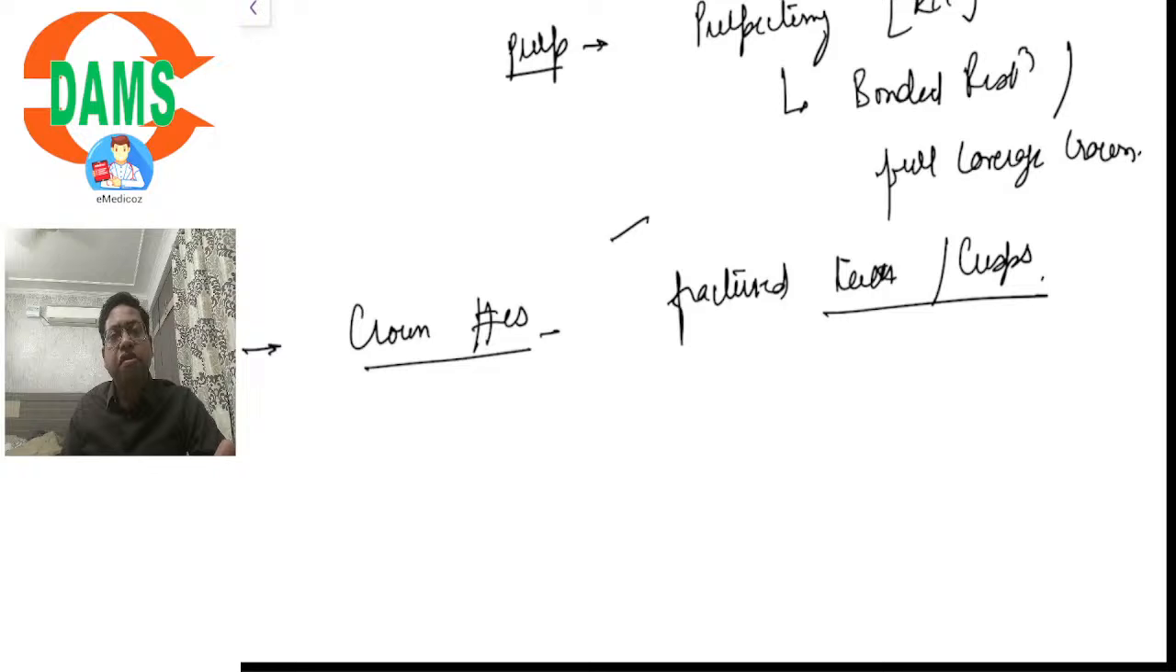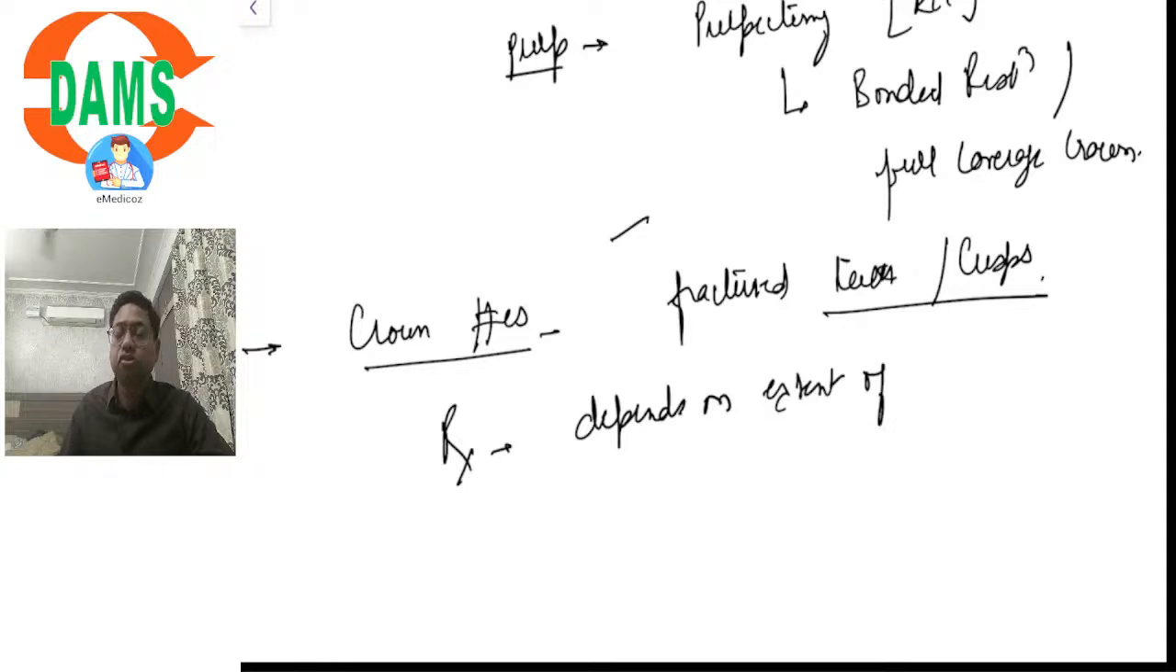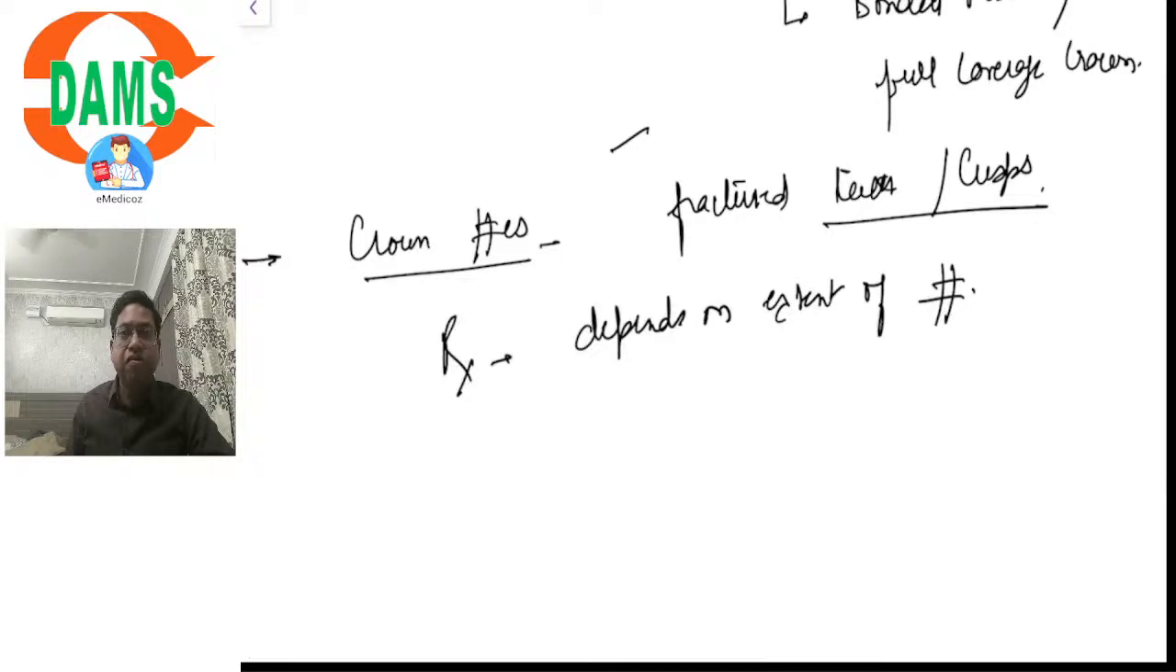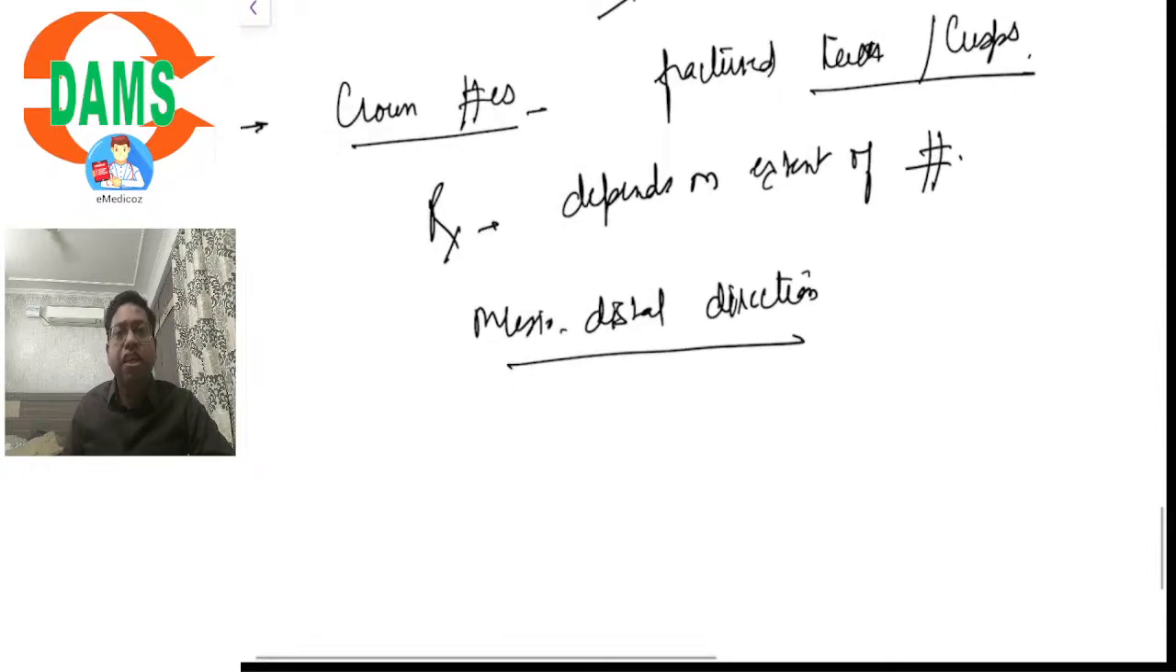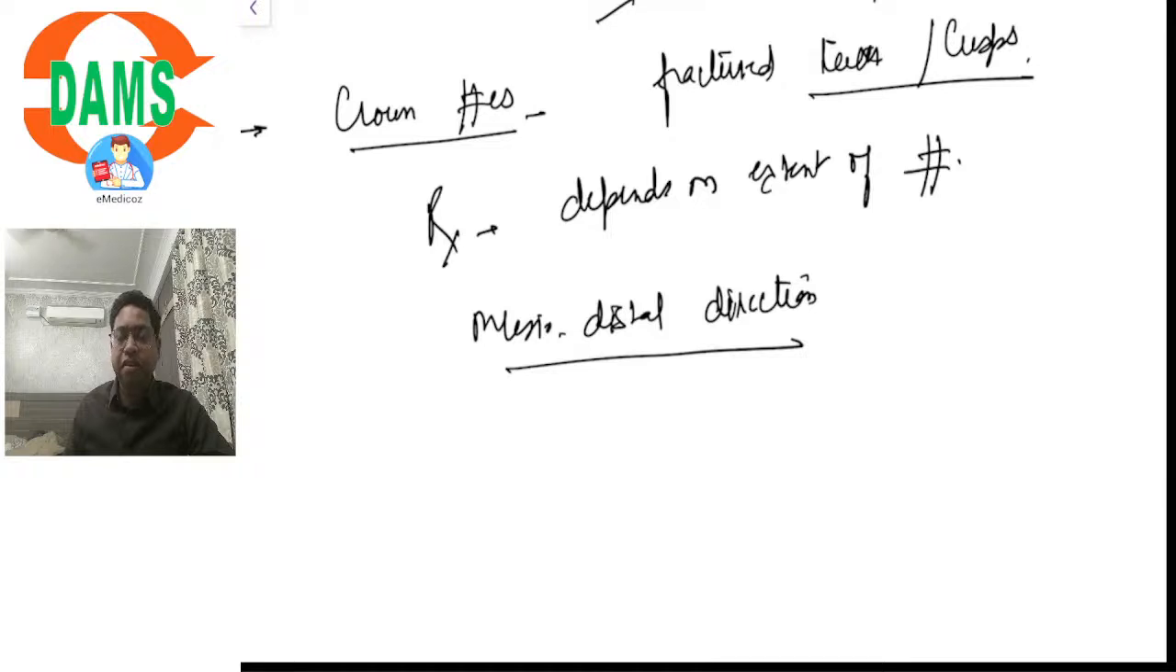We can employ staining and transillumination. We can also go for a bite test for these cases. And what about the treatment? For complete fractures, the treatment at times depends upon the extent of fracture. Most of the time, crown fractures run in the mesiodistal direction. The most common direction for the complete fractures of the tooth is the mesiodistal direction.